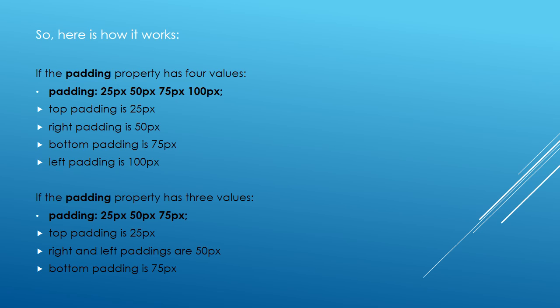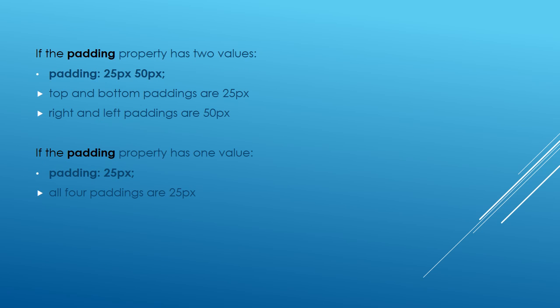If the padding property has four values: padding: 25px 50px 75px 100px, top padding is 25 pixels, right padding is 50 pixels, bottom padding is 75 pixels, left padding is 100 pixels. If the padding property has three values: padding: 25px 50px 75px, top padding is 25 pixels, right and left paddings are 50 pixels, bottom padding is 75 pixels.